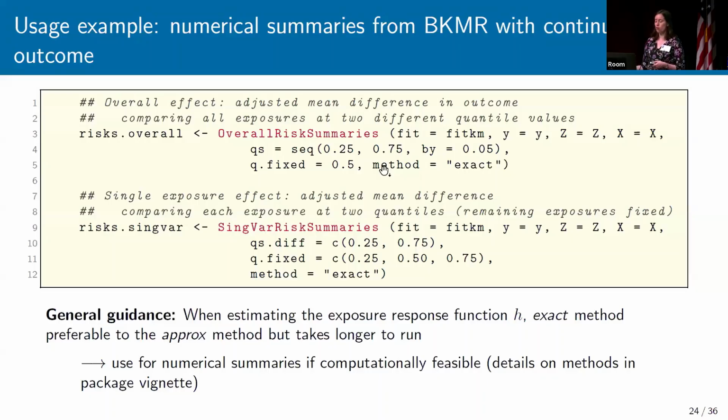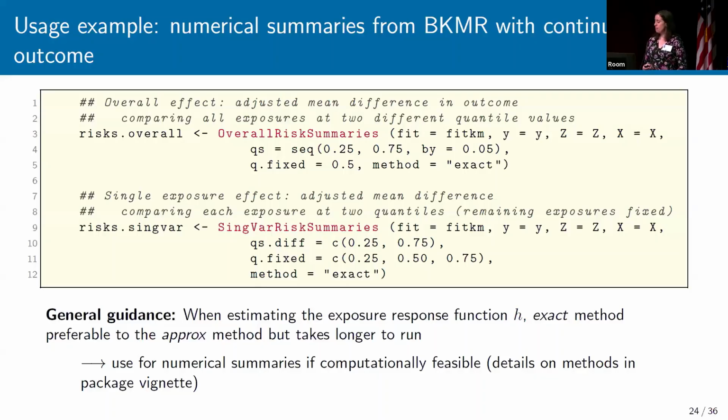In addition to doing the overall effect of the mixture, you can estimate the single exposure effect. So that's the adjusted mean difference, comparing each exposure at a high versus a low level. So here we're comparing, for example, exposure 1 when it's at the 75th versus 25th percentile, where you fix all of the other exposures at different levels. And then that allows you to assess interaction. So I'll show you this on the next slide, but just wanted to give you a little bit of code here, which is all, like I said, in the vignette.